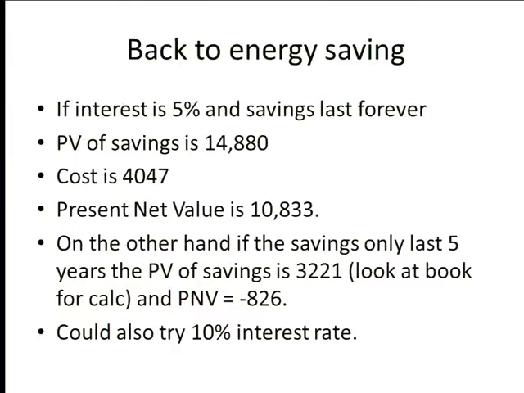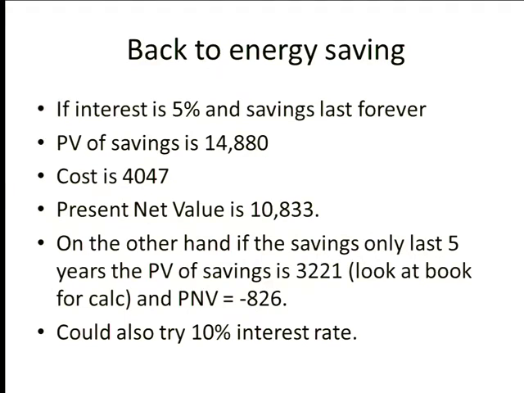So let's go back to our energy savings. Interest rate's 5%, and the savings last forever because we're going to make this easy. Then the present value of our savings, remember our savings was like $700 and change, is that divided by 0.05, or times 20, and it's $14K and change. The cost is $4,000. The net present value, subtracting the two, is 10K.